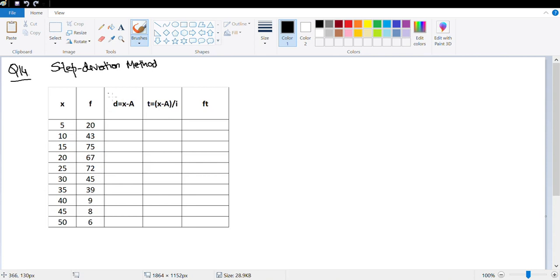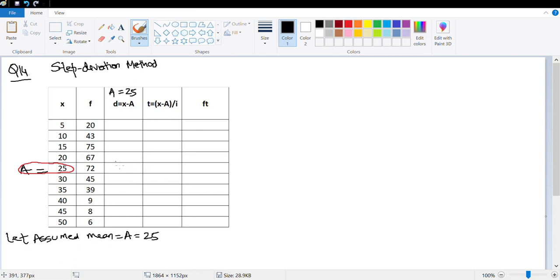So again, the first step that we do is we take an assumed mean. Let me check how many data points are there. 2, 4, 6, 8, 10. So I am taking the fifth one. 1, 2, 3, 4, 5. So let's say a is equal to 25. Perfect. I highlight this and I write a is equal to 25. So let assumed mean is equal to A is equal to 25.